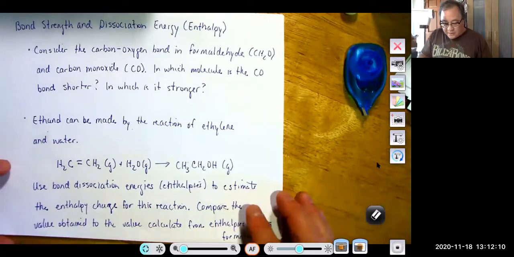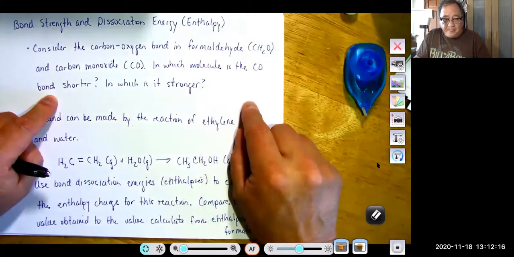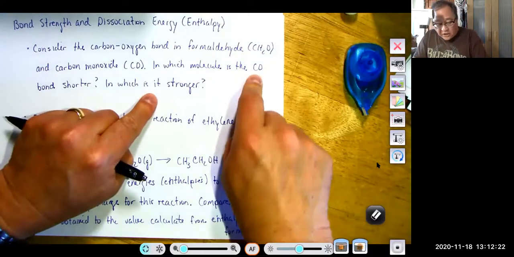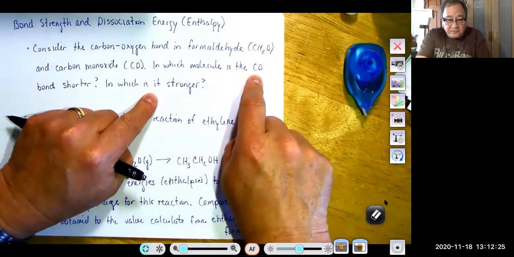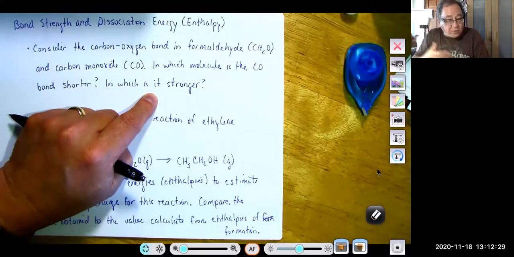So, do you understand why the CO bond is shorter? If you do, give me a thumbs up. Shorter because it has more bonds. Can you tell me why it's also stronger? And the answer is more bonds, stronger.